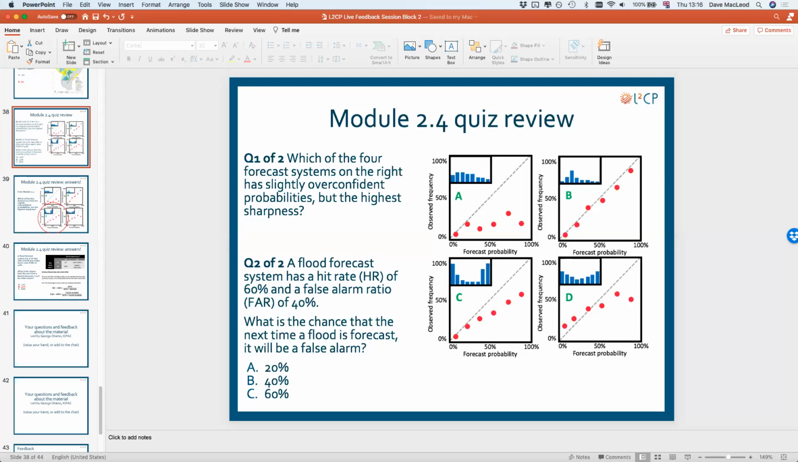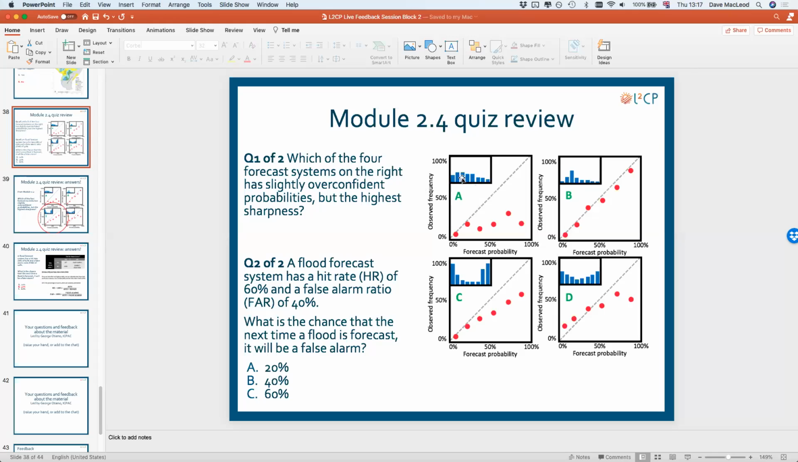So sharpness is kind of simple. It's just what kind of probabilities does the model give over time? Is it always giving the same thing, or is it giving a range of things? And that's what we show in these little blue histograms here. So the bars are showing the frequency with which the model gives different probabilities.